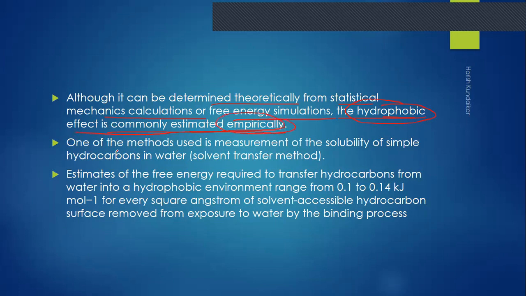One of the methods used in the measurement of solubility of simple hydrocarbons in water is the solvent transfer method. Estimates of free energy required to transfer hydrocarbons from water into a hydrophobic environment range from 0.1 to 0.14 kilojoules per mole for every square Angstrom of solvent accessible hydrocarbon surface removed from the exposure to water by the binding process.